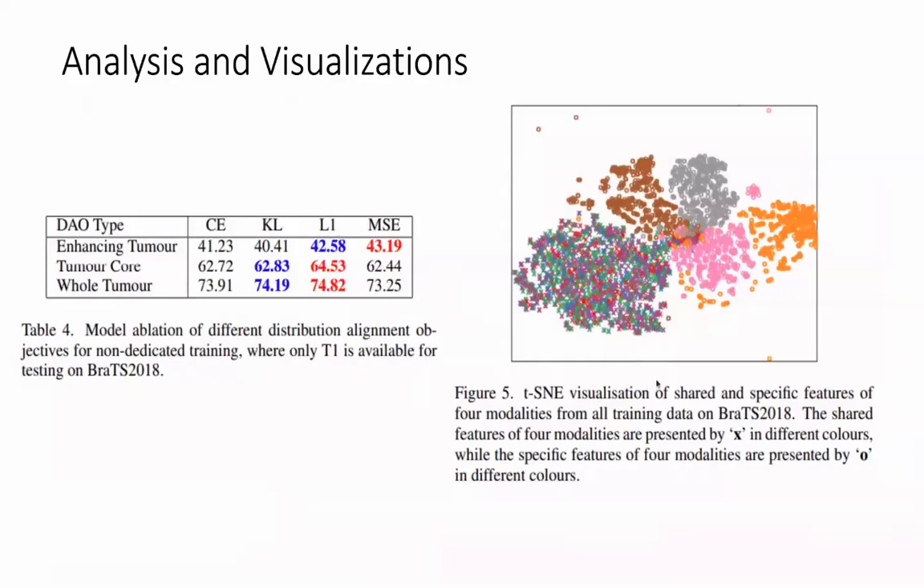On the right is the testing visualization of the shared and specific features of 4 modalities in BraTS. The shared features of 4 modalities are represented by X and overlap with each other really well. The specific features of 4 modalities are represented by O in different colors. You can see they have clear boundaries with each other, which basically corresponds to our expectations.